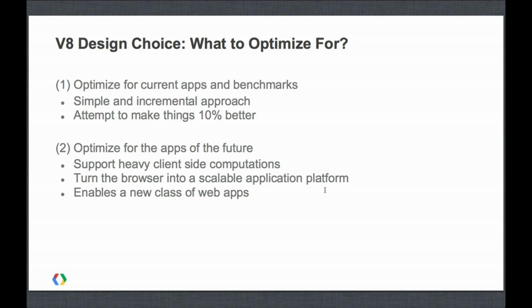We chose to optimize for the apps of the future at that point. So we decided that we wanted to support much heavier client-side computations. And we wanted to turn the browser into a scalable application platform, thus enabling a new class of web apps that could be written. So optimizing a brand new virtual machine for some applications that you couldn't write in 2006 required us to come up with some benchmarks and some metrics that would allow us to make progress on that problem, which is where the V8 benchmark suite entered the game.